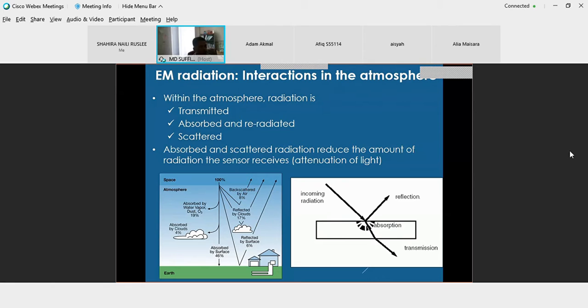Yang kedua, absorption by particles, by clouds, by atmospheric gases. So it will be absorbed by these particles or gases, and it will emit back to the earth surface ataupun to the atmosphere. Ataupun scattered. Scattered, that means it will break down the light into small rays, ataupun into the weakened radiation. Dia akan ubah intensity, dia akan ubah dia punya magnitude.